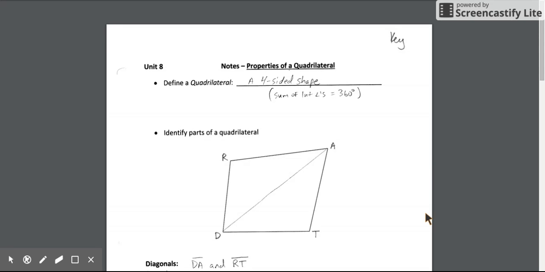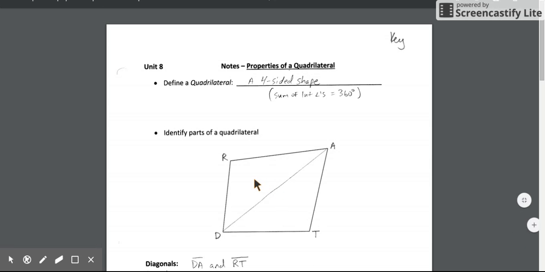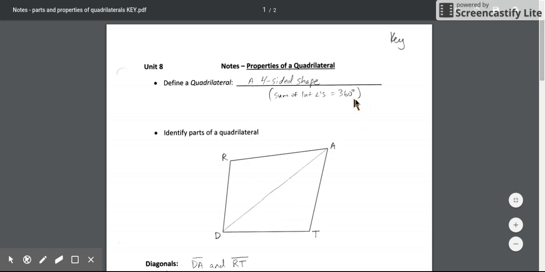And the sum of its interior angles are going to add up to 360 degrees. We can kind of see why if we look at this quadrilateral right here. Hopefully you can see that a quadrilateral is created when we take two triangles and stick them together. So if I have a triangle that adds up to 180 degrees and I stick two of them together, I must have a total of 360 degrees inside my quadrilateral.